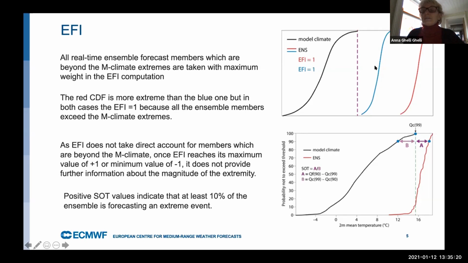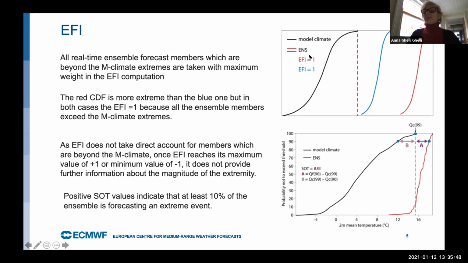So if we calculate the EFI of the blue forecast, which is the first curve you see on the top panel, and when I find my pointer, I can show you this one. And when you calculate the EFI of your second forecast, which is the red curve, the EFI is exactly identical. So the EFI is always 1.